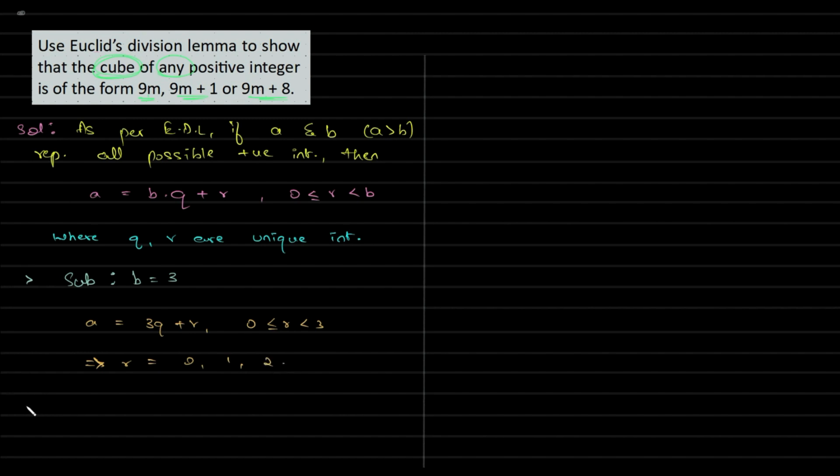Okay, now I will cube, right? Cubing both, or taking the cube of both the sides, cubing both sides. I actually don't know if the word cubing makes sense. Taking the cube of both the sides, that I think we should write.